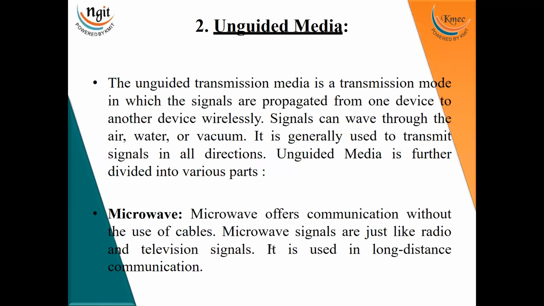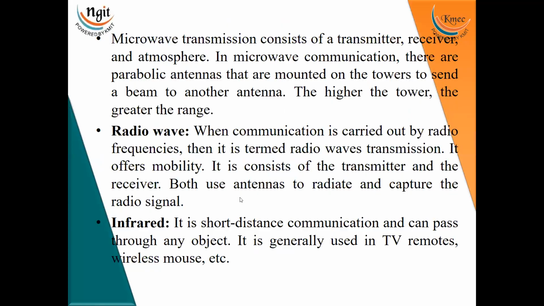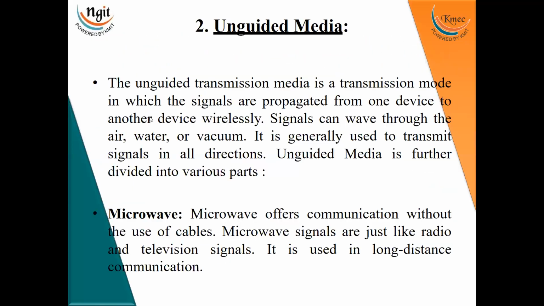Next, what is meant by unguided media? In guided media, we have three types: twisted pair, coaxial cable, and optical fiber. Unguided transmission media is a transmission mode in which the signals are propagated from one device to another device without any wire. Here the signals can travel through the air, water, or vacuum.